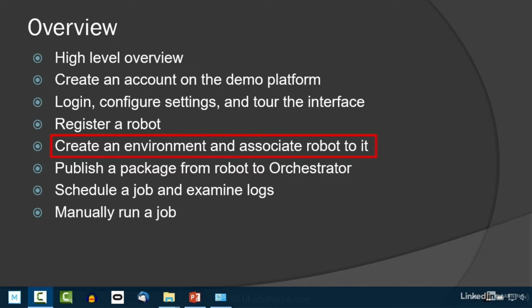UiPath Orchestrator, out of the box, has a feature that allows you to split up robots and processes by different environments like dev, test, stage, and production. Every robot must be associated with at least one environment in order to be able to run a process on that robot. Let's do that now.